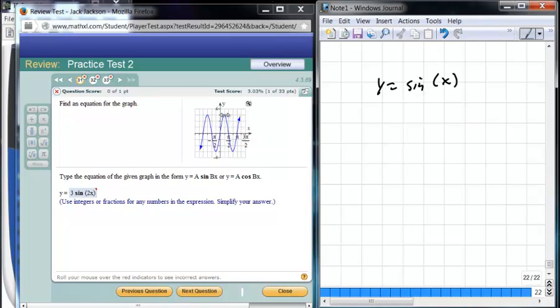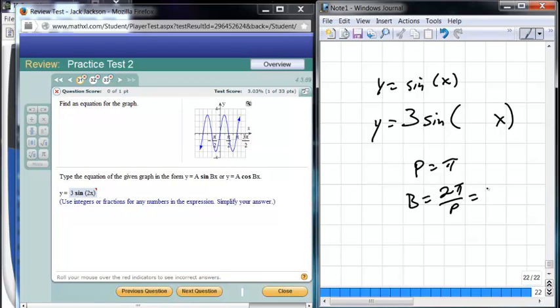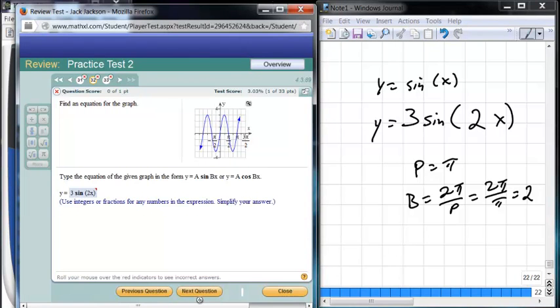It goes up to 3 and down to negative 3, and it starts going up like sine normally does, so it has not been shifted or flipped, so that's 3 sine of something x. Now let's figure out what the period is. One period is pi, and so the b is 2 pi over the period, so that's 2 pi over pi, which is 2. 3 sine of 2x. A couple more.